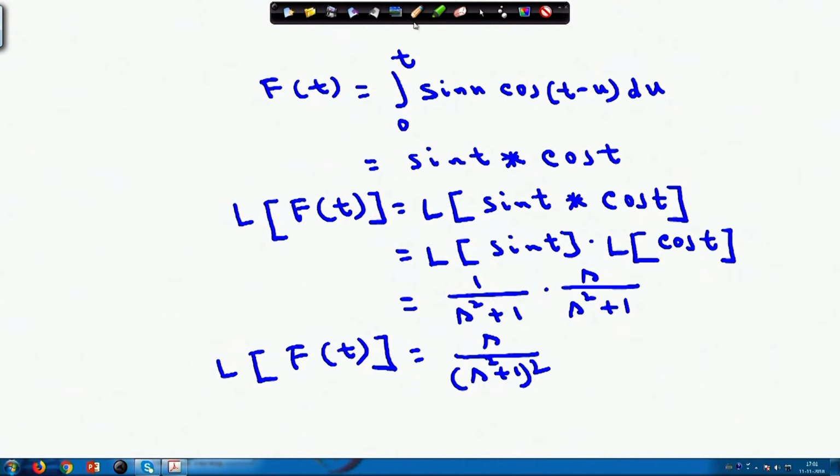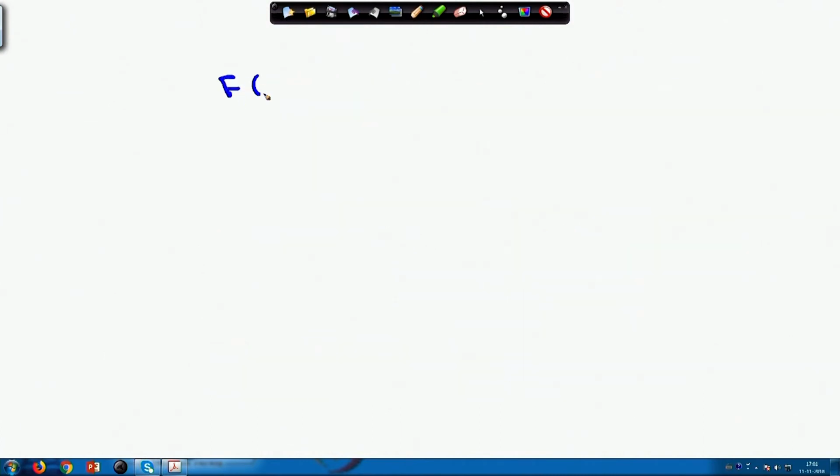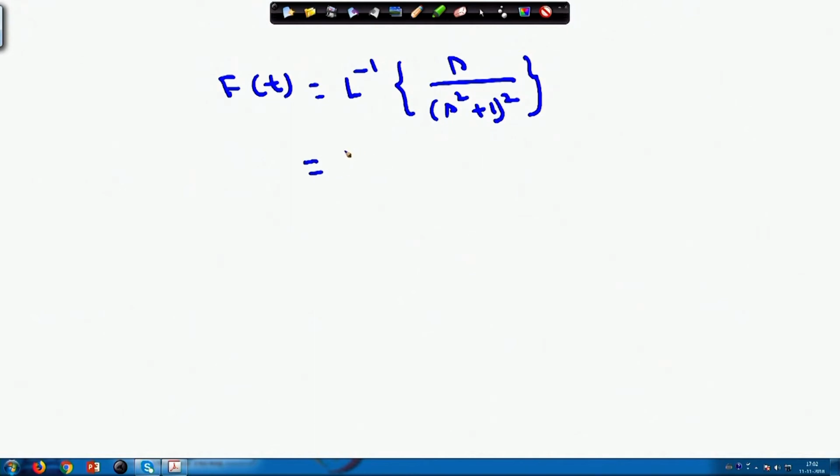So, I can write f(t) equals Laplace inverse of s by (s square plus 1) whole square. In any case, either I have to find the Laplace transform or the inverse Laplace transform. So, I can write this as half into, I can make it 2s, this as 2s and this as half over here. So this half will go out. So, 2s by (s square plus 1) squared means, using the theorem, I can write d/ds of 1 by s square plus 1.